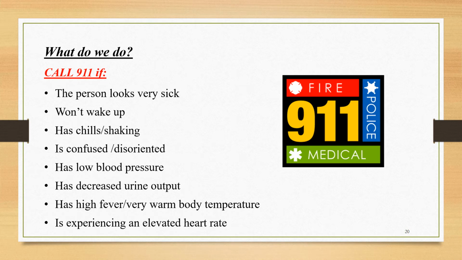What do we do? We call 911 if the person looks very sick, won't wake up, has chills or is shaking, is confused or disoriented, has low blood pressure, has decreased urine output, has a high fever, very warm body temperature, and is experiencing an elevated heart rate.